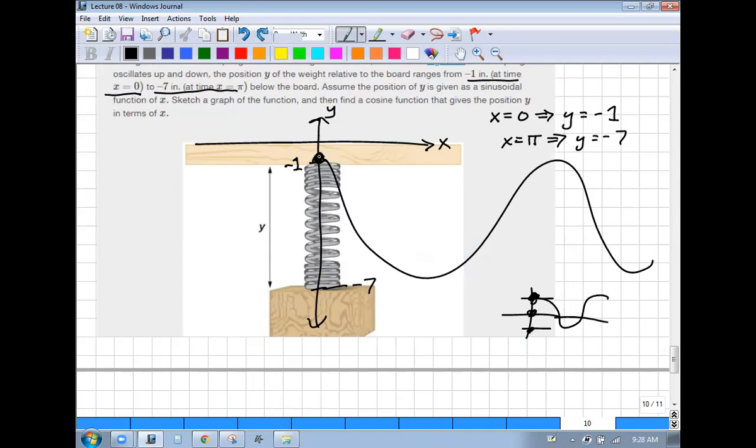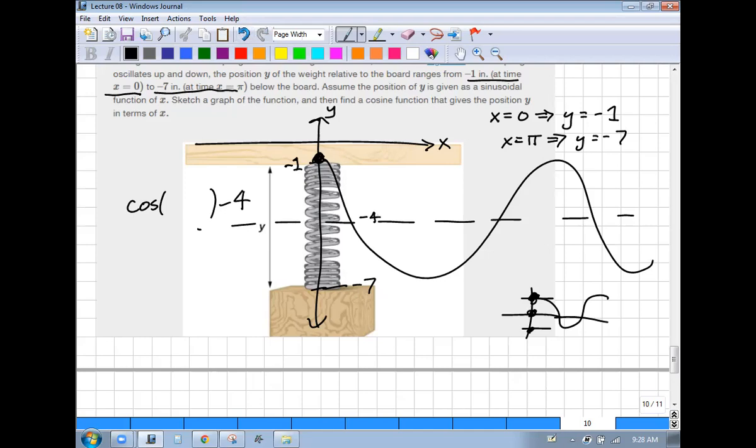Since this starts off up here at a maximum, let's use cosine. So we'll use cosine. It's going to be something, something, something. So our midline right here, what's right in between minus 1 and minus 7? Or minus 4? Is that right? 3 and 3? Yeah. So there's where our midline is. So I'm going to have to move everything down by 4.